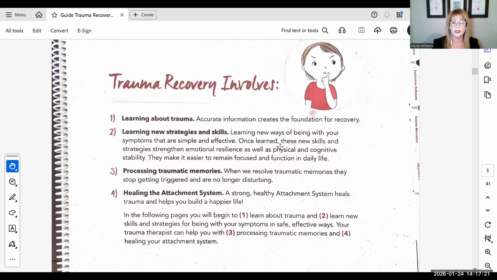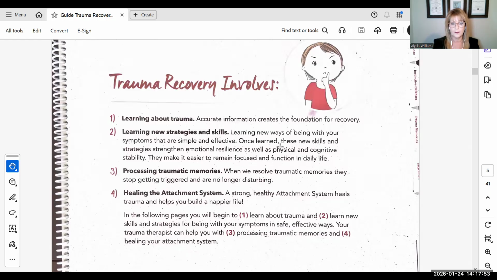Number three, processing traumatic memories. When we resolve traumatic memories, they stop getting triggered and are no longer disturbing. I am an EMDR certified therapist. I also am trained in brainspotting and utilize internal family systems, or IFS, to help stabilize and process traumatic memories. Number four, we heal the attachment system, because a strong, healthy attachment system heals trauma and helps you build a happier life.